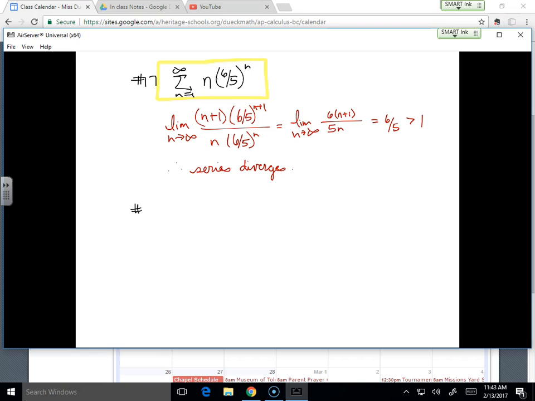I mean, it is going to alternate in terms of, that's cosine of 1, cosine of 2. Cosine of 1 will be the first quadrant, cosine of 2 will be the second quadrant, cosine of 3 will be the second quadrant.